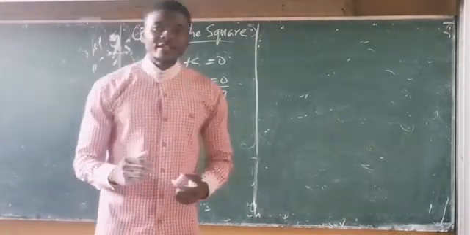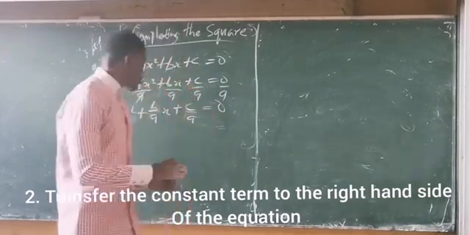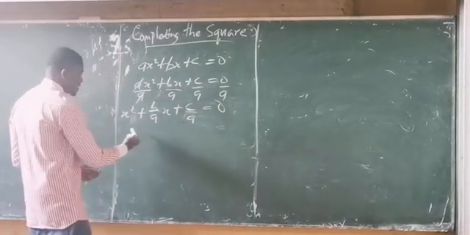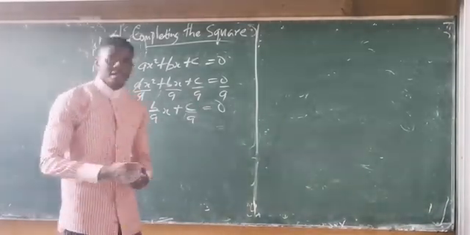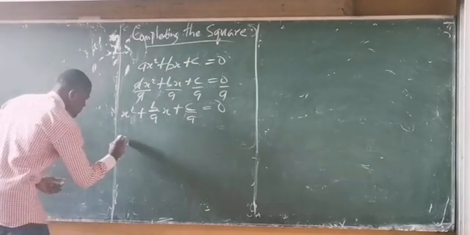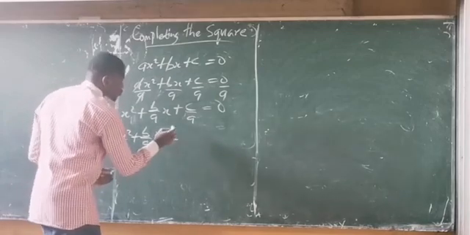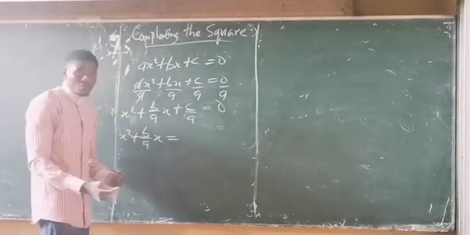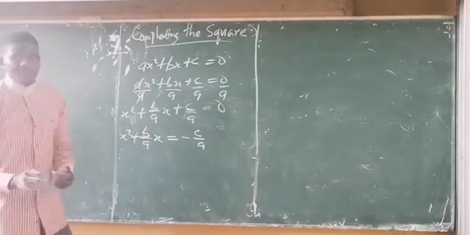The next thing to do is transfer the constant term to the right hand side of the equation. Of course you know that this is the constant term, just like this is the coefficient of x, and this is x squared. This is the constant term because there is no variable attached to it. If you do that, you have x squared plus b over a x is now equal to, so plus c over a crosses over to this side. If a positive sign crosses an equal sign, it becomes negative. So you have minus c over a.